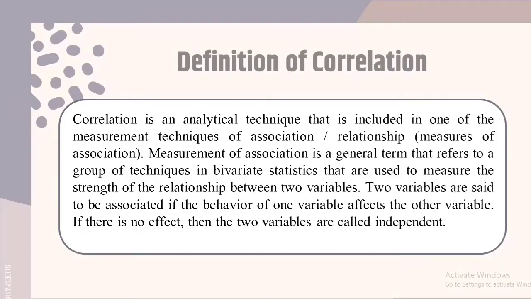Measurement of association is a general term that refers to a group of techniques in bivariate statistics that are used to measure the strength of the relationship between two variables. Two variables are said to be associated if the behavior of one variable affects the other variable. If there is no effect, then the two variables are called independent.